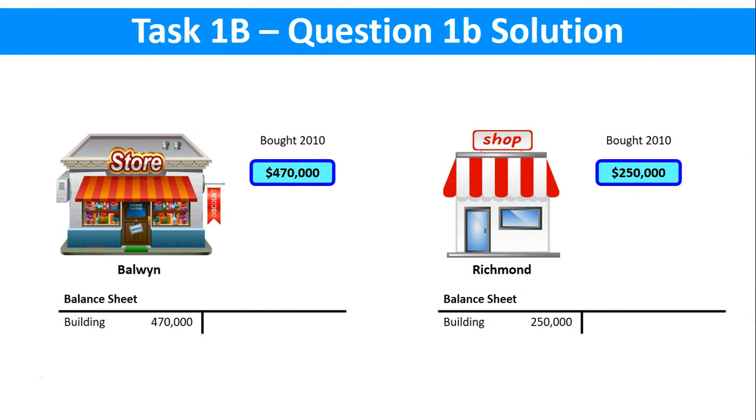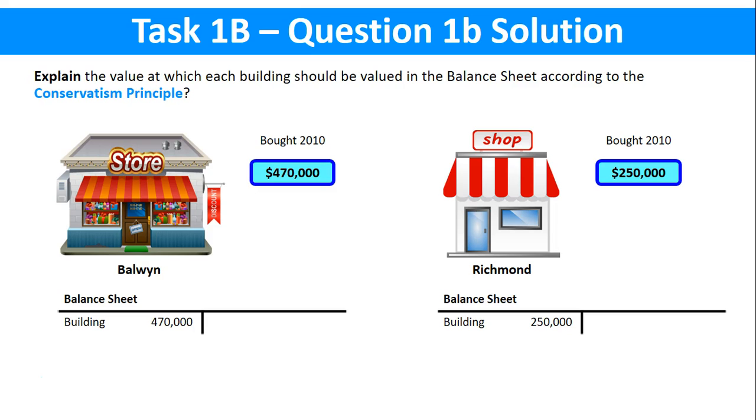Task 1b, question 1b solution. So we've got two properties. Baldwin was bought at $470,000 in 2010 and Richmond was bought at $250,000 in 2010. This question has asked us to explain the value at which each building should be valued in the balance sheet according to the conservatism principle.